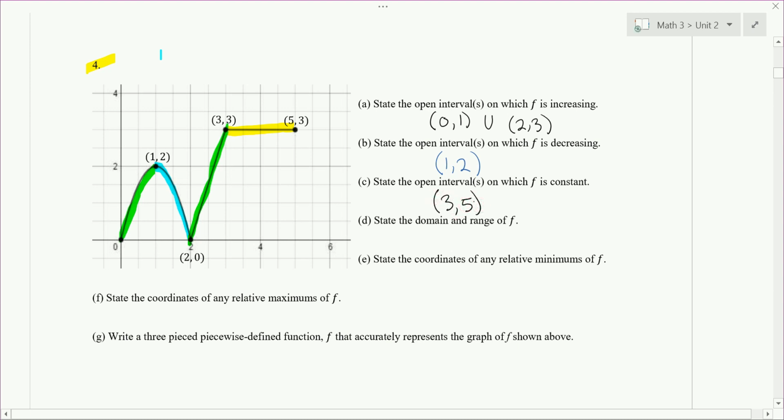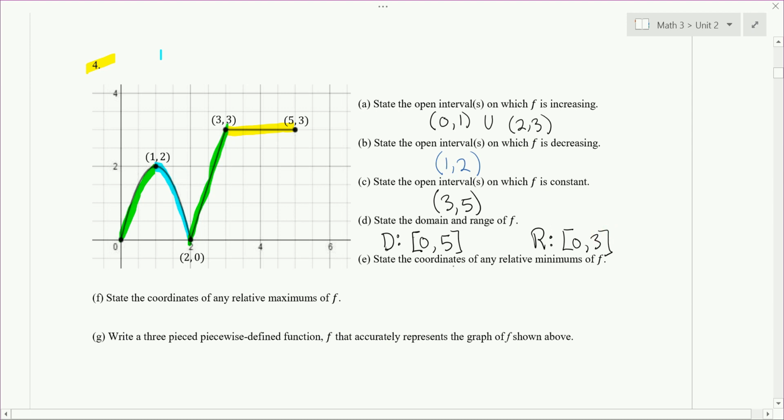D, state the domain and range. Domain, we're looking at all the x values, so the furthest to the left is x equals 0, and it's part of the graph. And the furthest to the right is x equals 5, part of the graph, and there's no gaps in between, so we just need one interval. For the range, the lowest is y equals 0. The highest is y equals 3. No gaps in between, the endpoints are included.